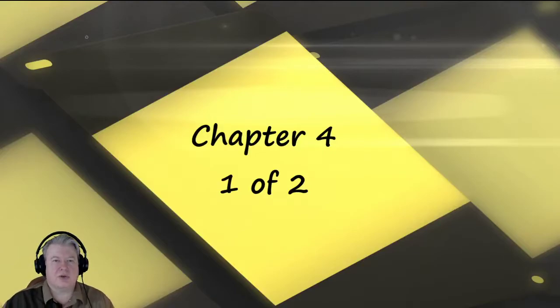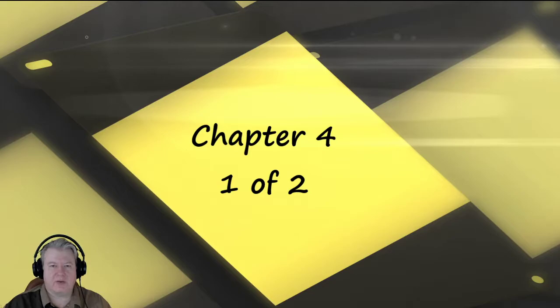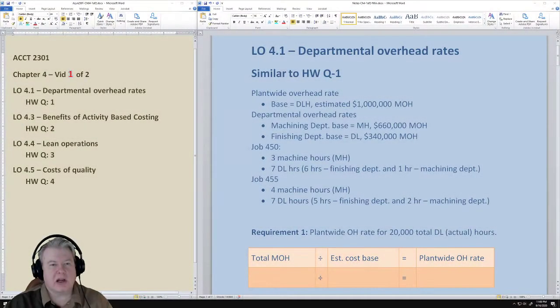Hello, welcome to Chapter 4, the first video of 2, and we're getting into activity-based costing. The main thing with learning about activity-based costing, in this first video we're going to go over 4 learning objectives, and in the second video we're going to go over objective 4.2, which is the main calculation part. Not to say we aren't going to do some calculation today.